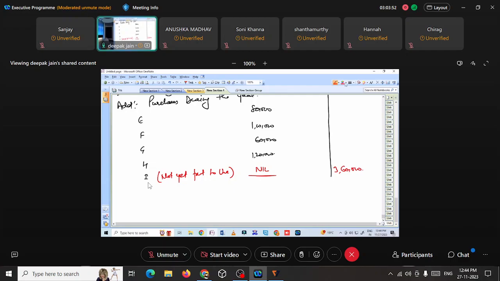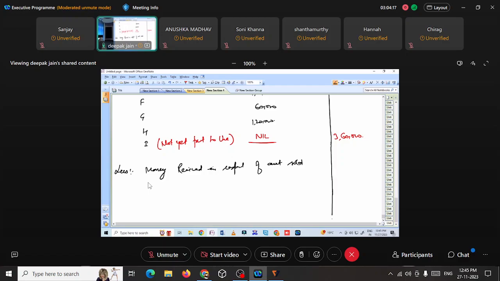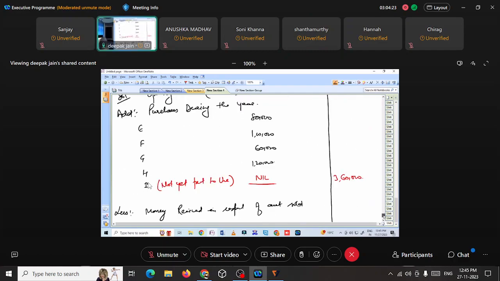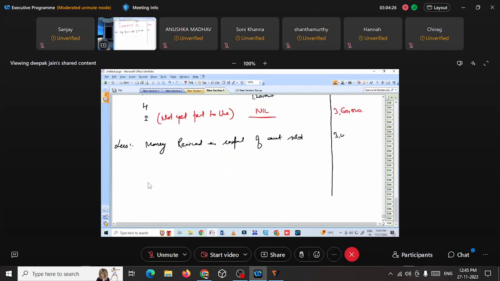All right, now just check the calculation. 80 plus 1 lakh is 180, plus 60 is 240, plus 120 is 360. Less: money received in respect of asset sold. So how much is the money received? 3 lakh. So this is my closing WDV.